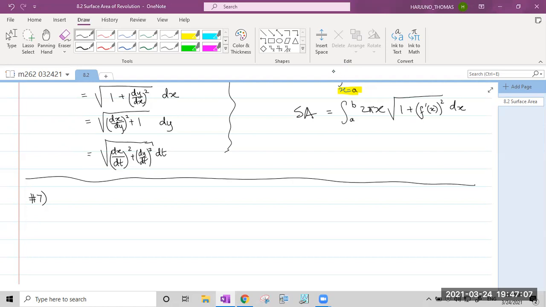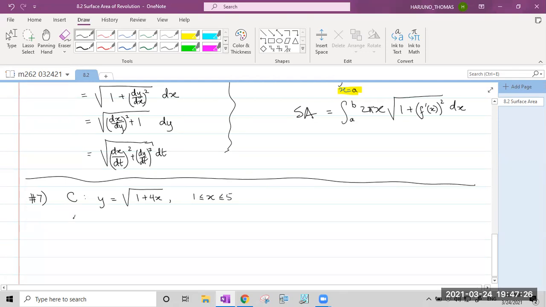Number 7 first, and while you are waiting, we have the curve given by y equals the square root of 1 plus 4x, where x is from 1 to 5. Okay, and then we rotate it around the x-axis.